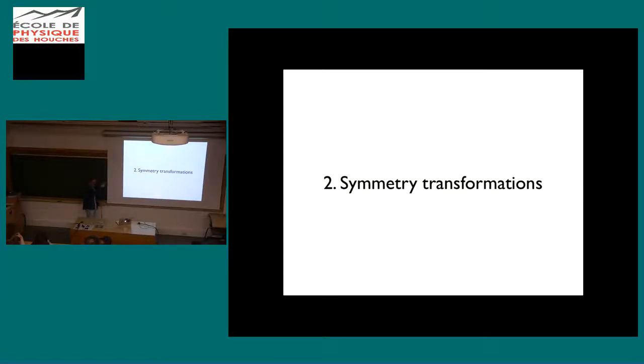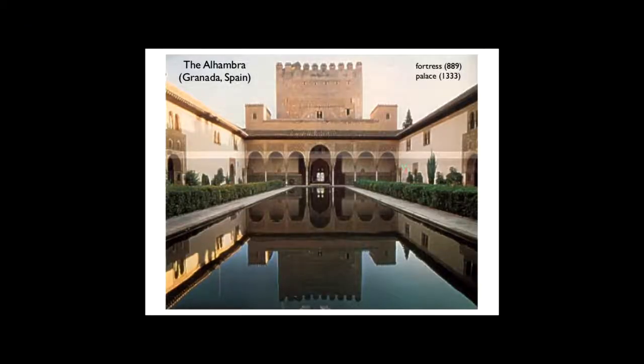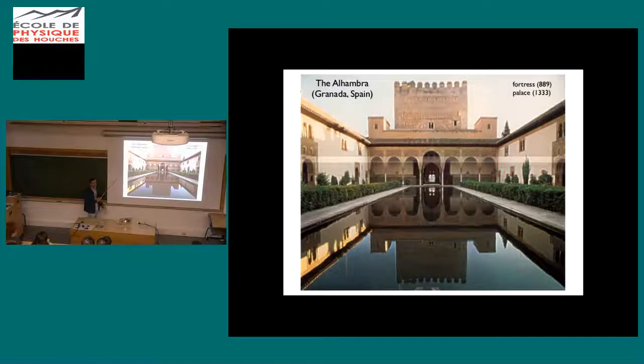So I want to move back to the more mathematical stuff. We'll talk about symmetry transformations. Here's a photo of the Alhambra in Granada, Spain. It was built originally in 889 as a fortress, and then was converted into a palace in 1333. It was built by the Moors.